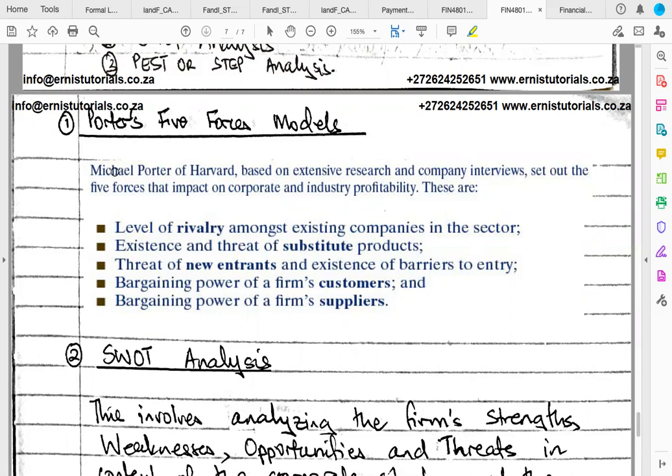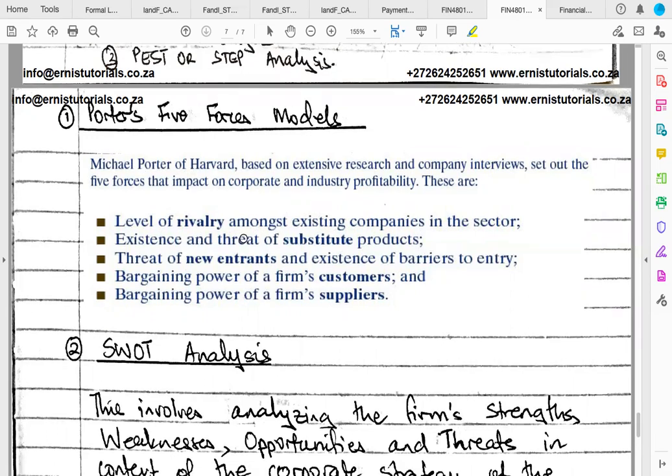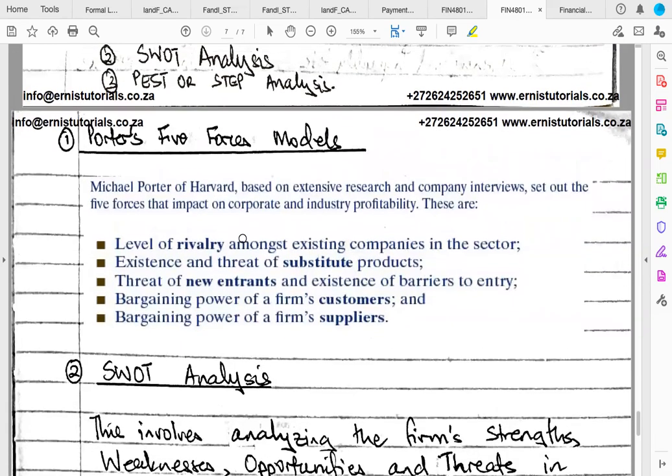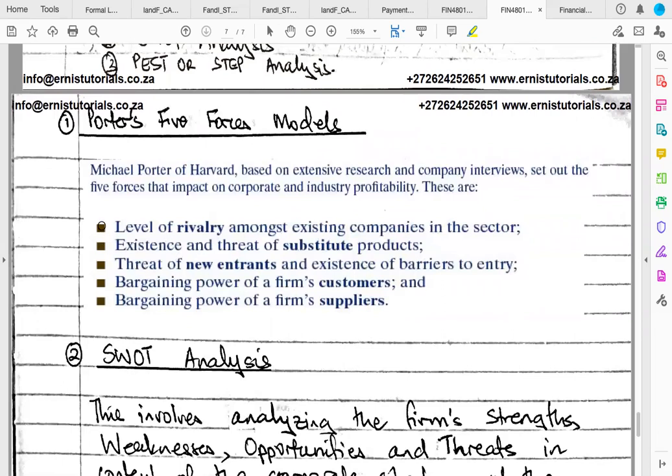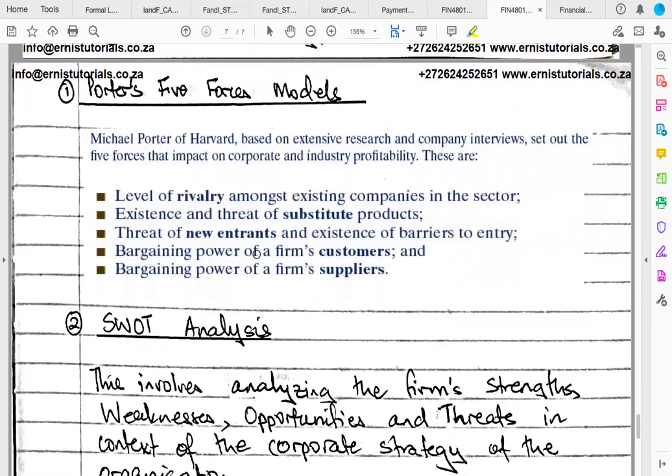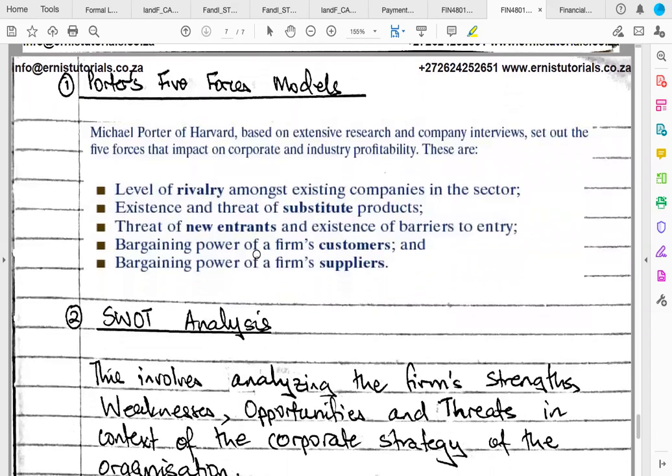So these were devised by Michael Porter of Harvard. If you have your business or you're an entrepreneur, these are always important things to look at. Even if you are in a strategic position in a company, you need to consider these things when you're setting your corporate strategy for the short, medium to long term.